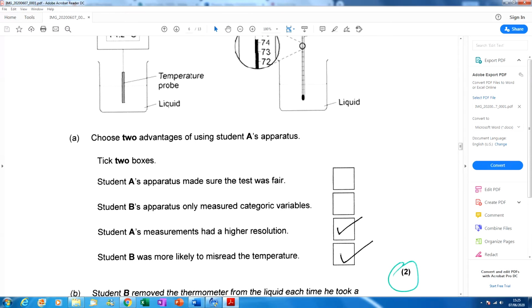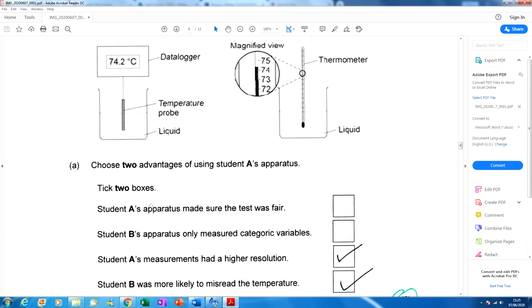So student A's measurements had a higher resolution. That one's correct. A higher resolution is the lowest non-zero number a piece of measuring apparatus can record. A higher resolution means that that number is finer, it's smaller. So we can measure to 1/10 of a degree here, but we can only measure to a whole degree here. Student B is more likely to misread the temperature.